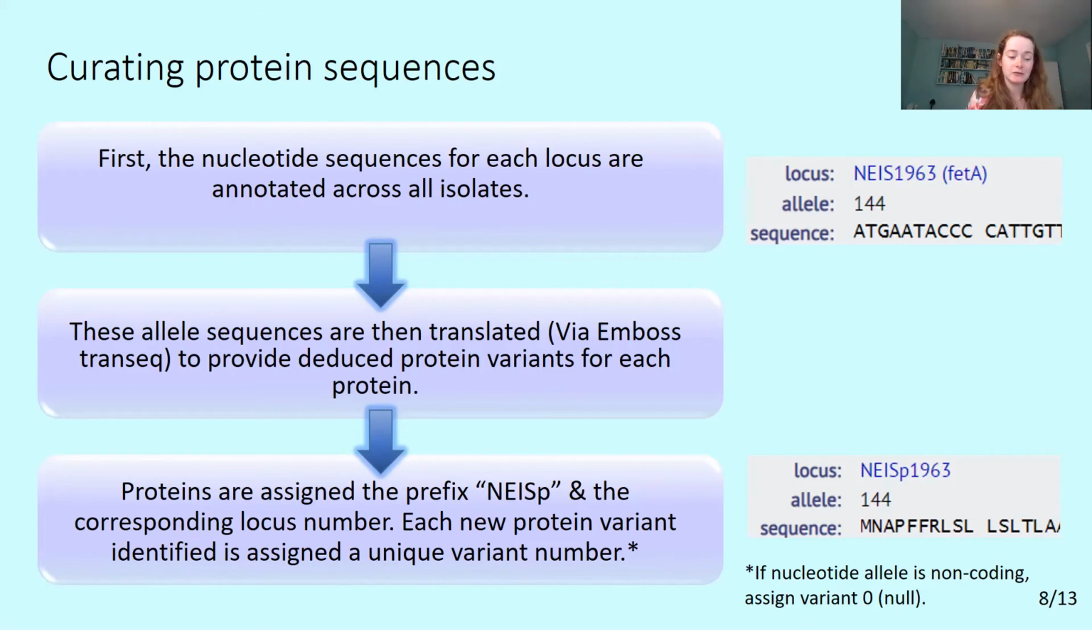Your allele sequences, your nucleotide sequences, are then translated to provide deduced protein variants for each protein. For my project, proteins were assigned the prefix nice-P to indicate that they were distinct from the nucleotide locus. For example, here you can see that nice 1963 or phet-A became nice-P 1963 for its translated protein counterpart. Each new protein variant identified is assigned a unique variant number, just as allele numbers were assigned for the nucleotide sequences. However, the difference is that in the event of a non-coding allele, you assign a variant naught or null, because no protein sequence will be produced from a non-coding allele.